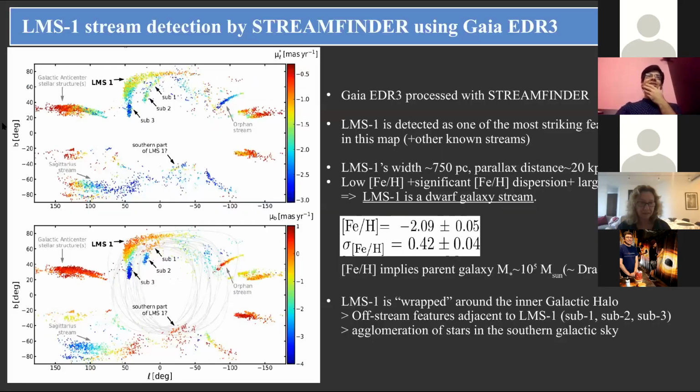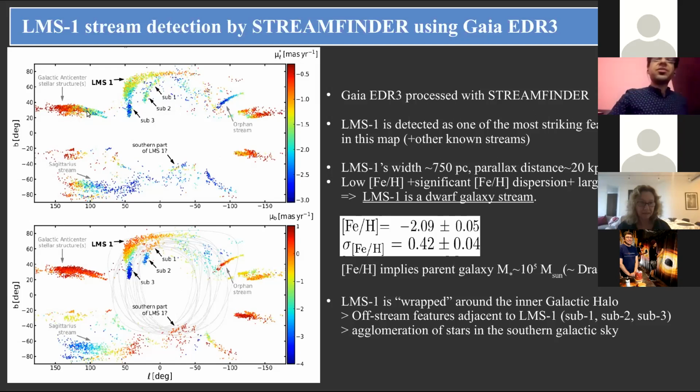Right. So this is the processed map from Gaia EDR3 using Stream Finder, as you can see here. All the sources are Gaia sources again. The top panel is color-coded as per the proper motion along the longitude direction. The bottom plot is color-coded according to the proper motion in the latitude direction. And you can see lots of features here. You can see the previously known Orphan stream. You can see part of the Sagittarius stream here. You can see the Gaia structure. Maybe some of the audience members are familiar with this.